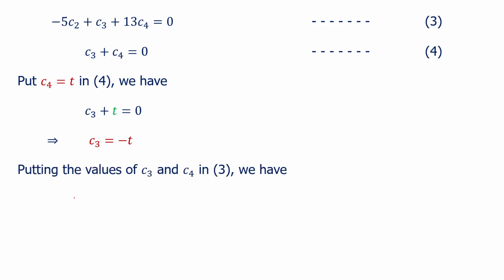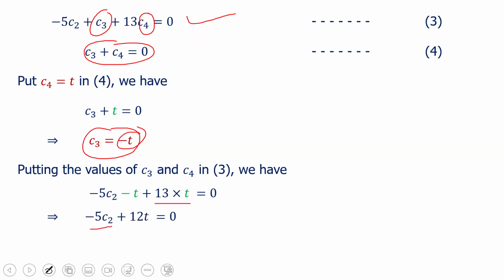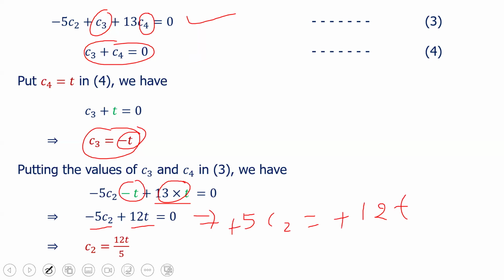Putting the values of C3 and C4 in equation number 3, we have minus 5C2 minus T, because C3 is minus T, and C4 is equal to T, plus 13T equal to 0, which implies minus 5C2 plus 12T equal to 0. If we transpose this, it becomes 5C2 is equal to 12T. Therefore, C2 is equal to 12T divided by 5.